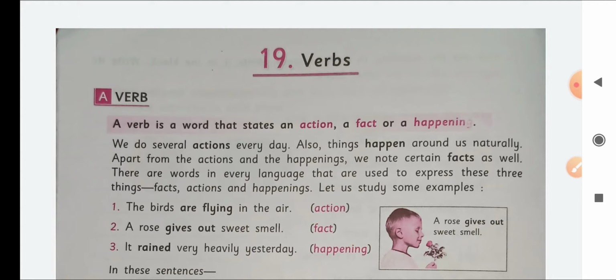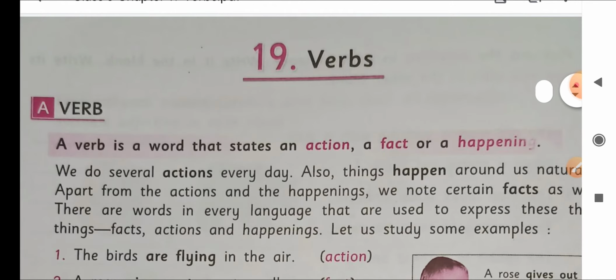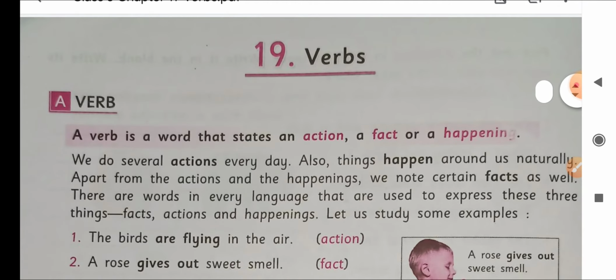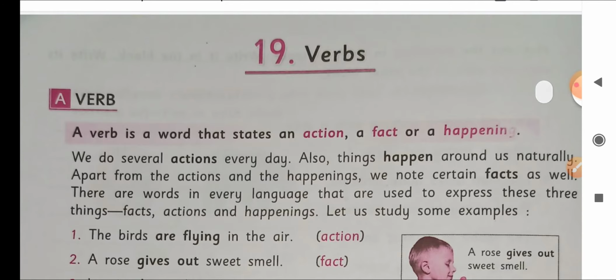Okay, let us start. What is a verb? A verb is a word that states an action, a fact, or a happening. Okay, so what is the definition of verb? A verb is a word that states an action, a fact, or a happening. We can call a word a verb when it tells us about the action, what is happening, or what is going to happen, or the fact is there, or any happening is there.